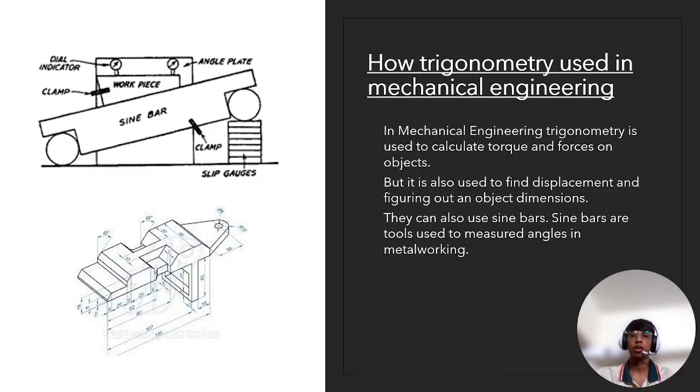So let's see how trigonometry is used in mechanical engineering. In mechanical engineering, trigonometry is used to calculate torque and forces on an object, but it is also used to find displacement and figure out an object's dimensions. They can also use a sine bar. Sine bars are tools that measure angles in metalworking. For example, we have a sine bar picture on the left of the slide.